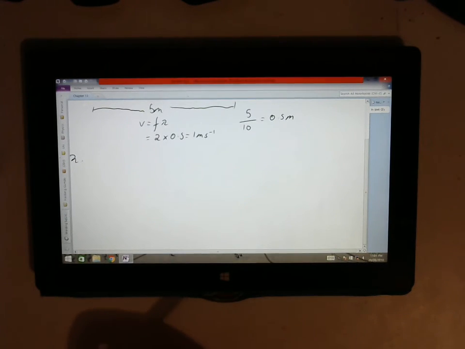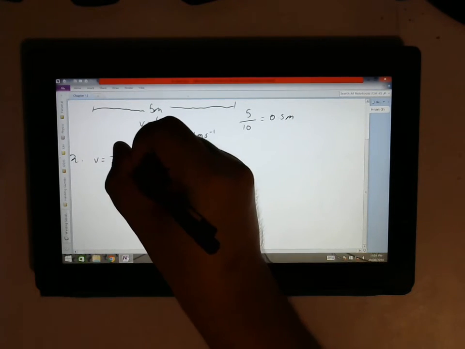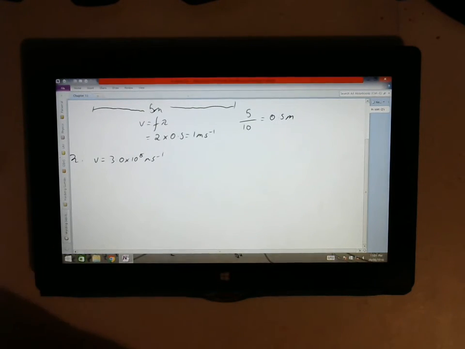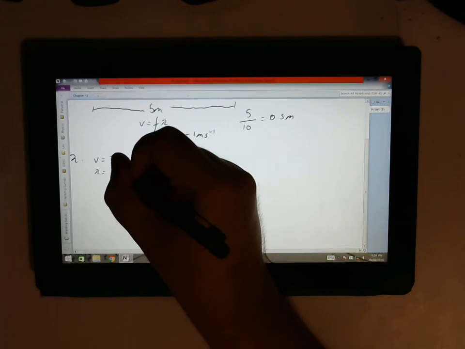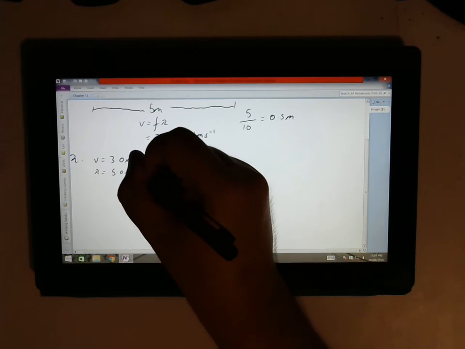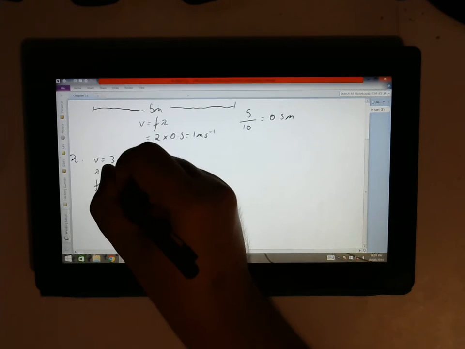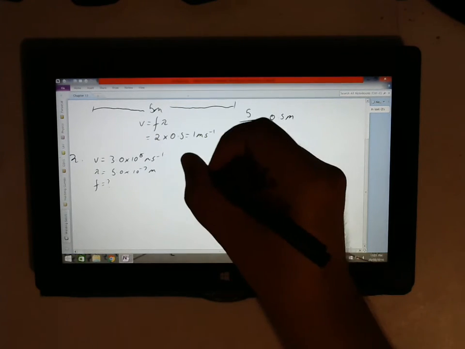So let's list out what we've had. First off, speed of light is this, so let's write that in. V equals 3.0 times 10 to the 8 meters per second. And we're also given a wavelength, so lambda equals 5.0 times 10 to the negative 7 meters, and we are asked to find frequency. We can see then we are dealing with the wave equation again. Let's write that down then.